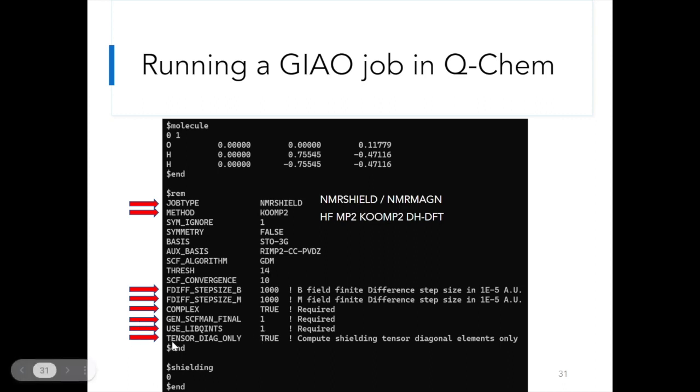And then two features which are quality of life features. One is doing only the diagonal elements in your shielding tensor, if you're only interested in the isotropic value, so you can turn that on. You can also select a nuclei index that you're interested in for the shielding calculation. These are zero indexed. This saves some work if you don't really need the shielding from the protons here in the water.